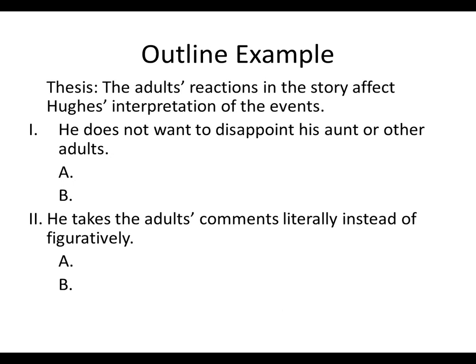Then after Roman numeral 1, put the first topic sentence. He does not want to disappoint his aunt or other adults. After Roman numeral 2, put the second topic sentence. He takes the adults' comments literally instead of figuratively. Next, you need to fill in the details that support each topic sentence under the capital letters A, B, and so on. At this point, you are starting to create your body paragraphs because you can use these sentences when you move on to write your draft.